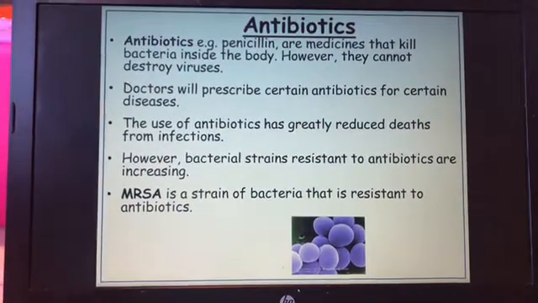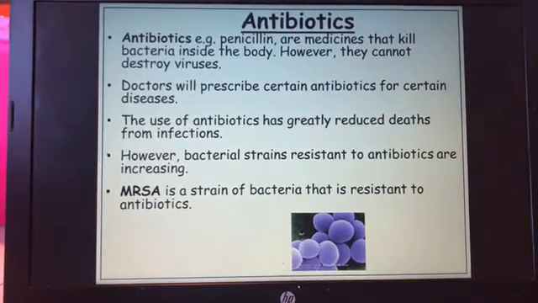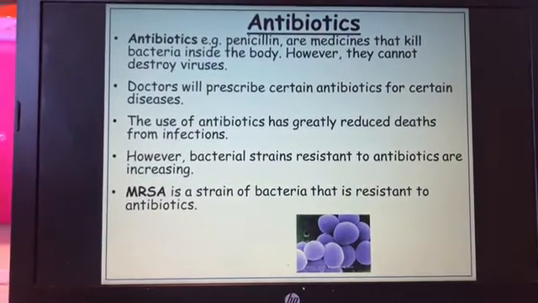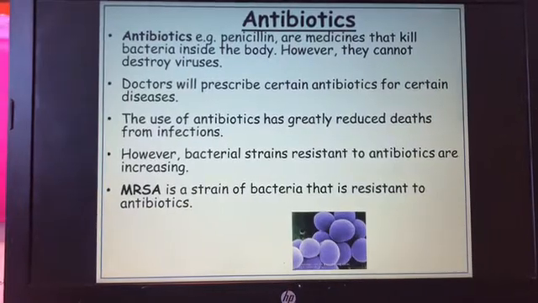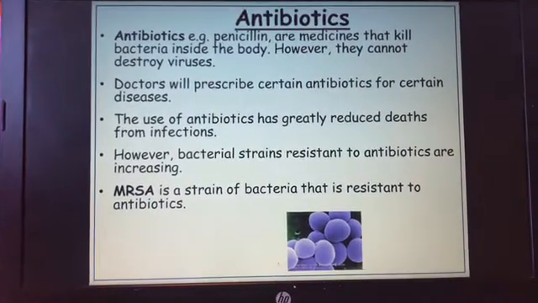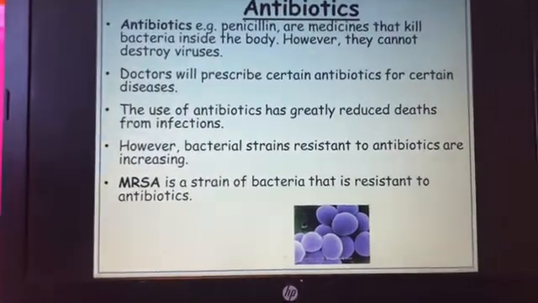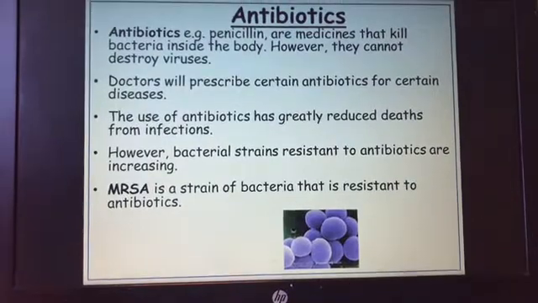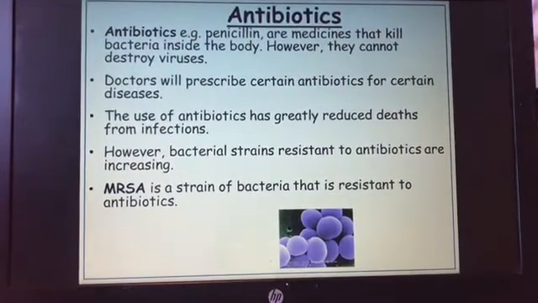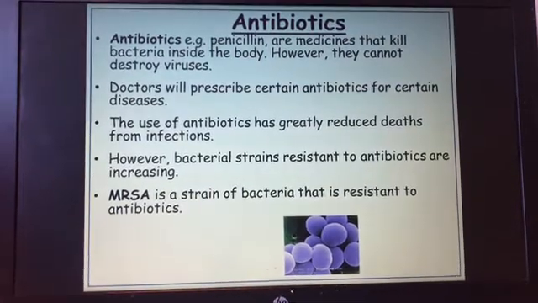So treating diseases, you've got antibiotics such as penicillin. Antibiotics only kill bacteria because they work by destroying the cell wall. They don't work against viruses because viruses don't have a cell wall, and also it's very difficult to kill a virus because they live inside our body, so we'd have to kill our own cells as well. Antibiotics are very useful for destroying bacteria.